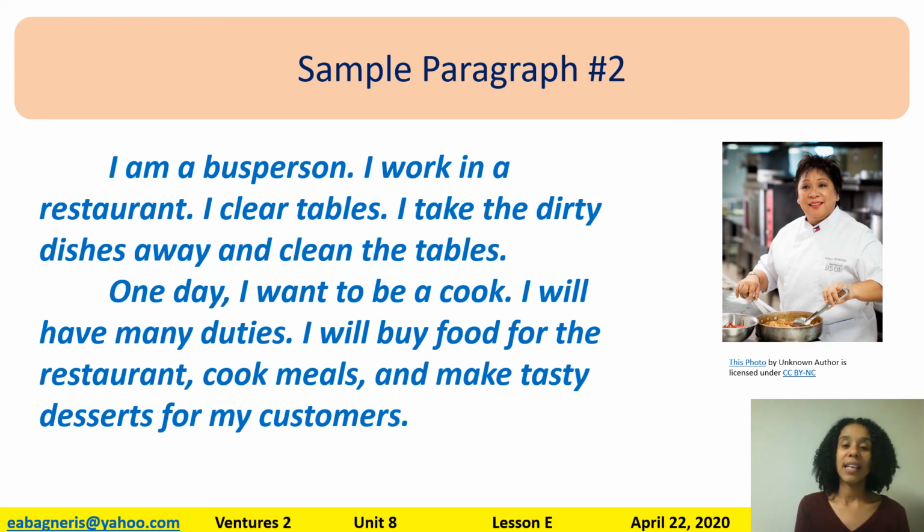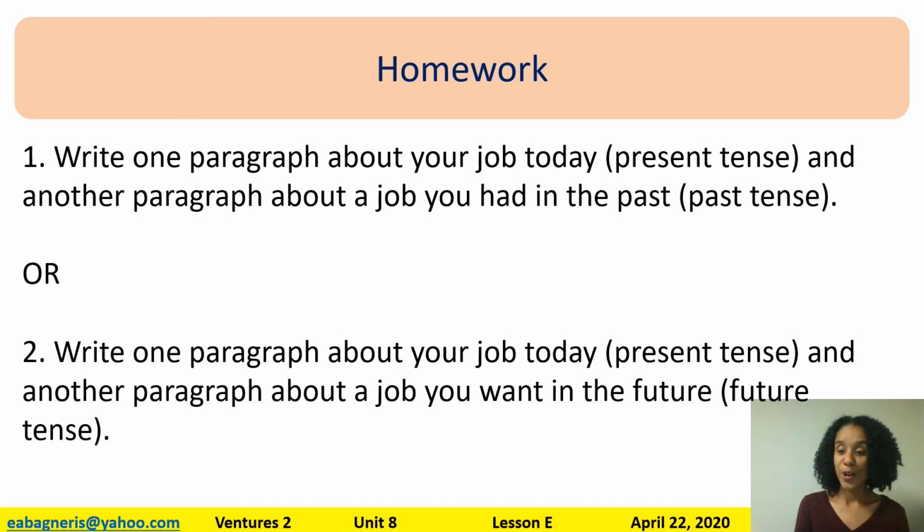So here is an example of what she is doing in the present and what she wants to do in the future. So again, your homework. I want you to write 2 paragraphs. One will be in present tense. Talk to me about what you are doing now, today. And then you can either talk to me about what you did in the past, or you can write about what you want to do in the future. It is your choice. Okay?